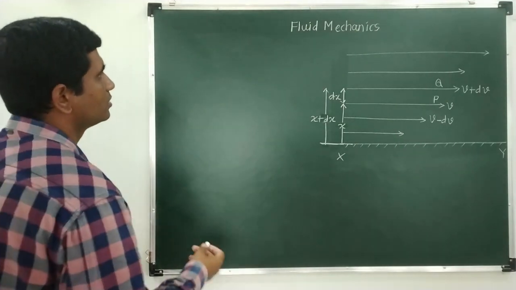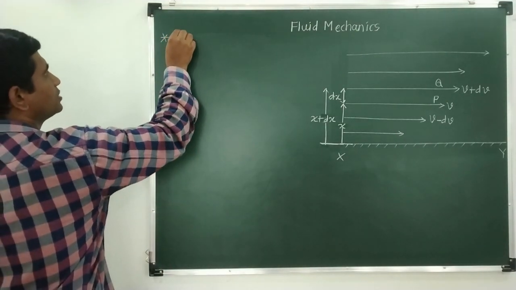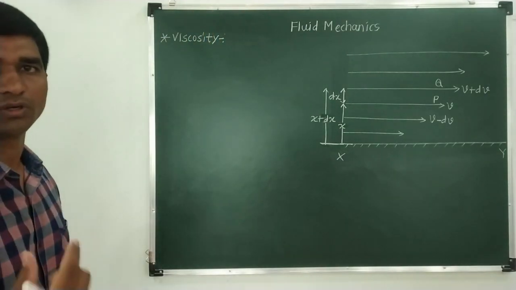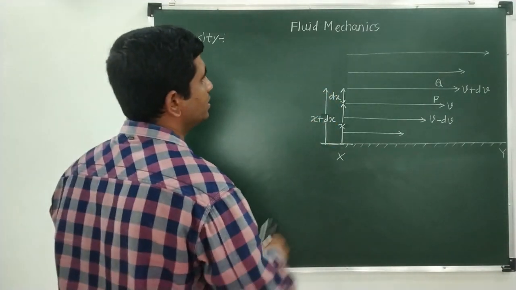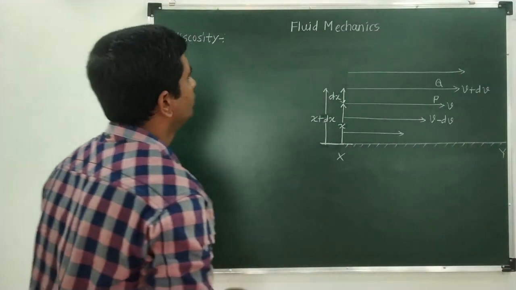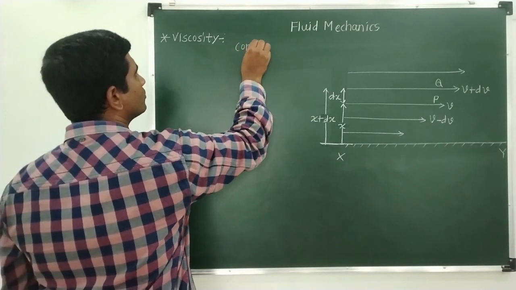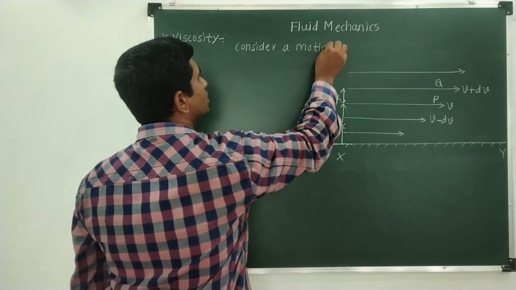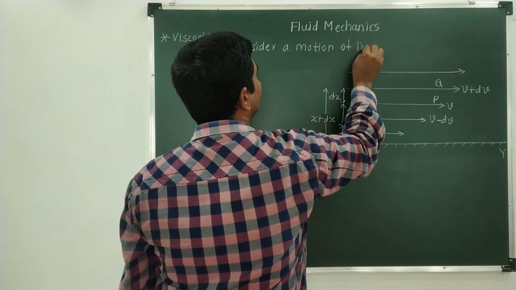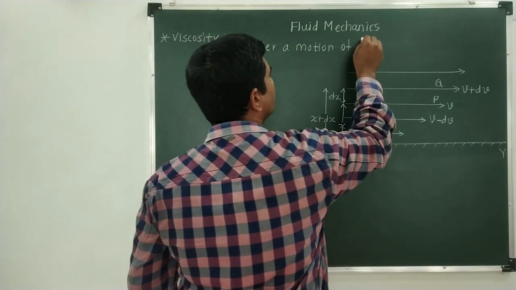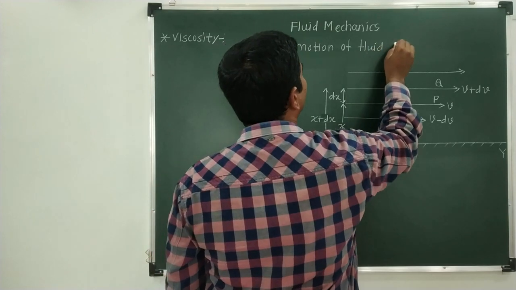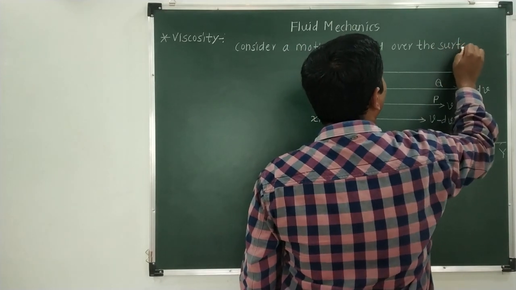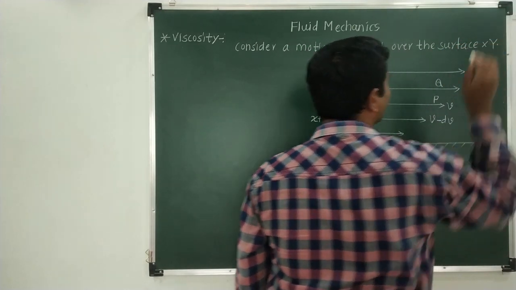Let us first write the description, since we are discussing viscosity, in order to find out the greater details of viscosity, what the coefficient of viscosity is. First of all we will write the description of this and then we will start. So consider a motion of liquid or fluid over the surface xy.